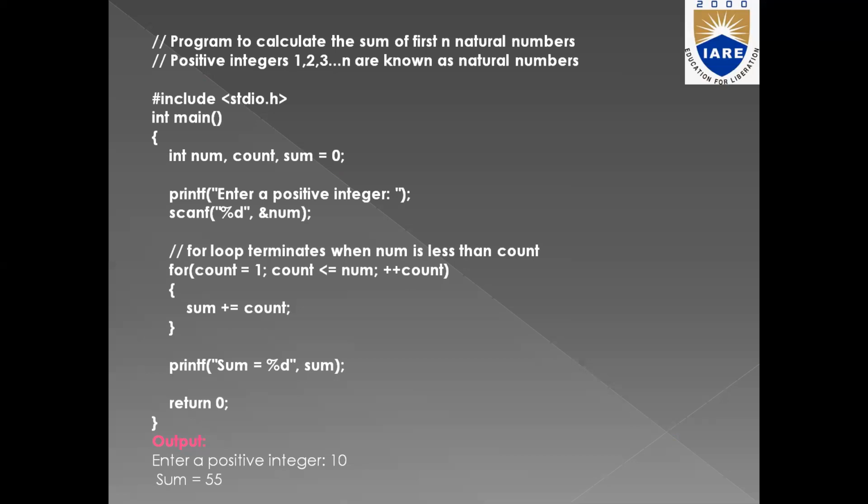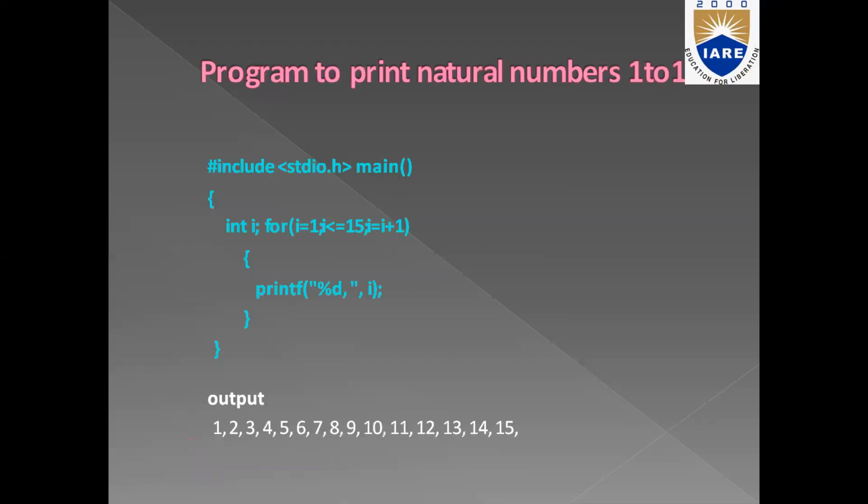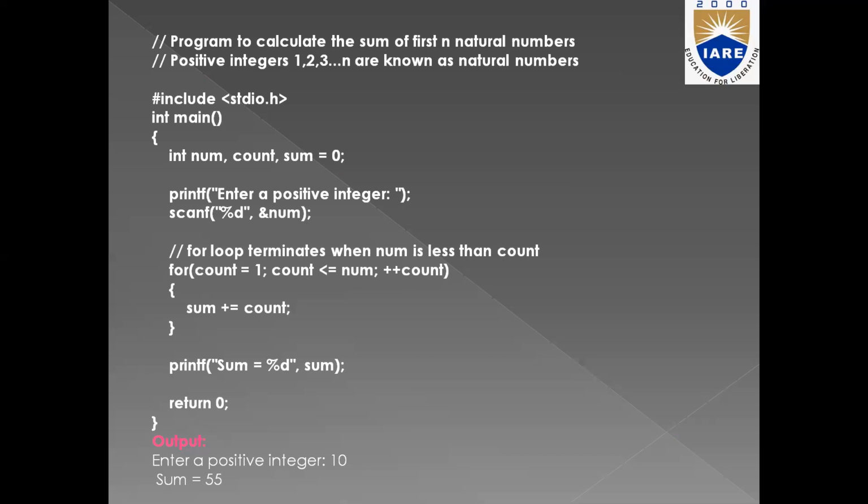Sum. What is the sum? 0. Sum equal to sum plus count. Here, sum equal to sum 0 plus count, which is 1. So sum becomes 1, and it repeats the for loop again. Now count becomes 2 because of count plus plus. In the previous program we saw i equal to i plus 1. We can write it like this also, plus plus count or count plus plus. It's our wish. Plus plus count is pre increment, and count plus plus is post increment. It repeats until the condition is no longer satisfied.